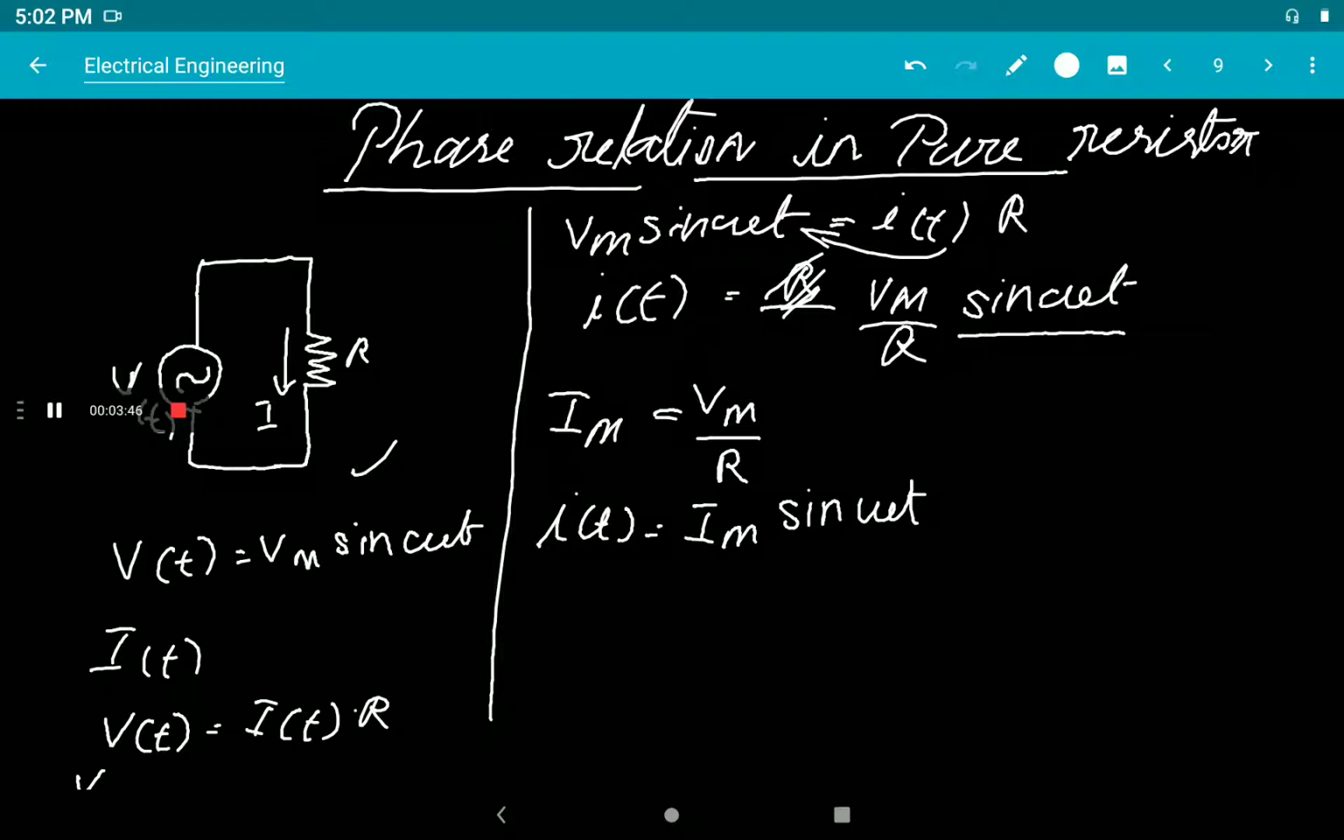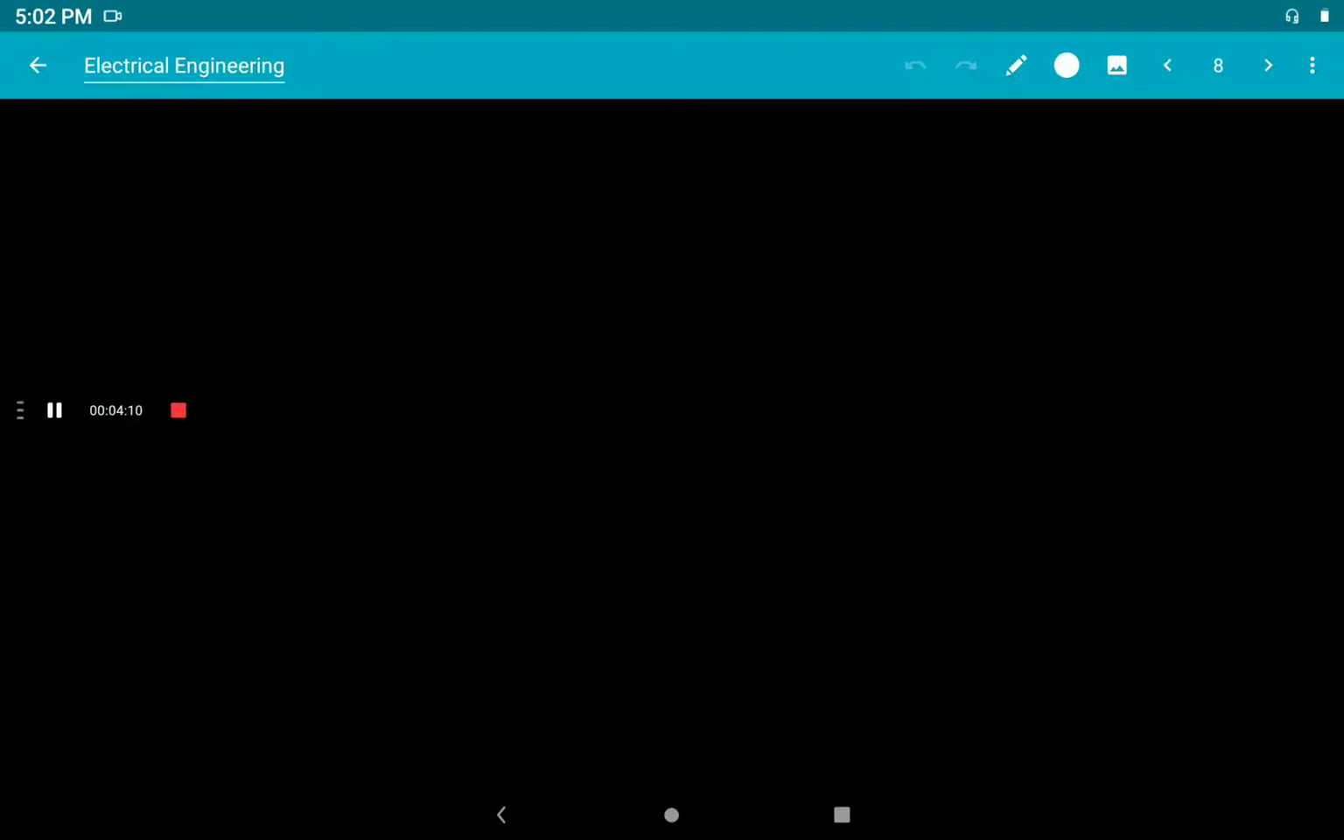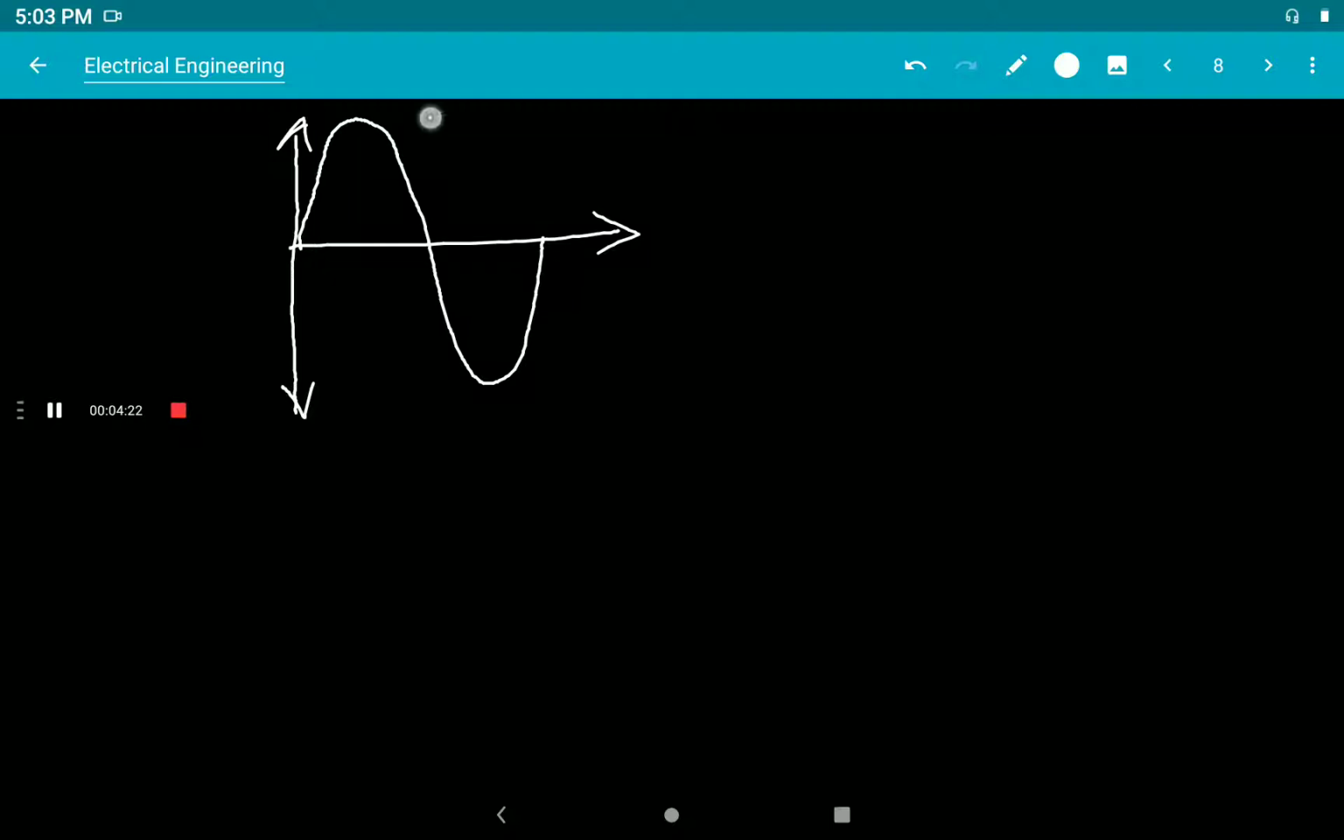Okay. So comparing the first equation and this second equation, we can see that both the angles are the same, sin omega t. That means voltage and current are in phase with each other. So we can draw the waveforms like that. The voltage wave and current wave in a pure resistor will be in phase. This will be the voltage wave, that is V of t is equal to Vm sin omega t.